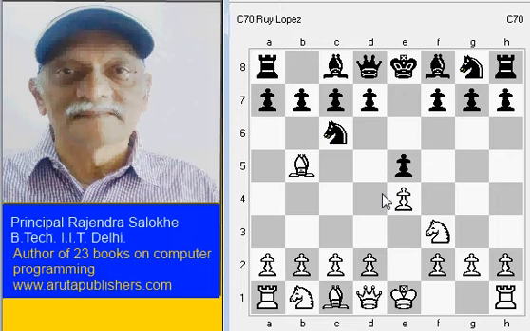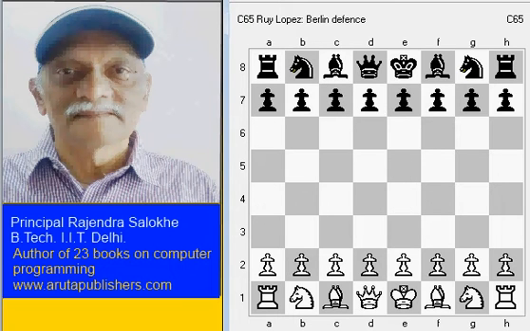Now the first variation comes after these moves. Black plays a6, this pawn here, and threatens the bishop. White moves the bishop to a4, and this variation ends here. This is the C70 variation, and about 56% of the people who play Ruy Lopez play this variation. We'll go to the next variation.